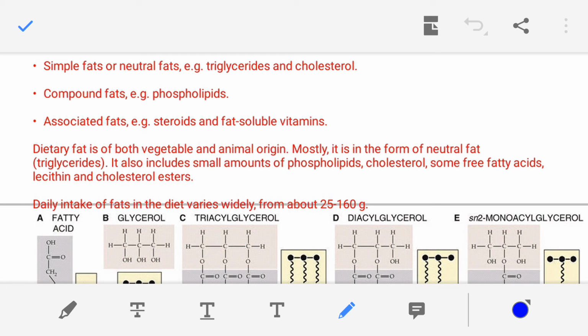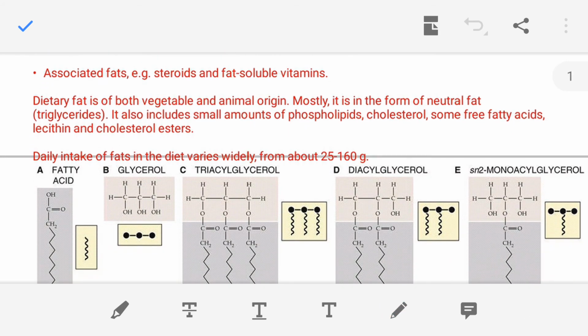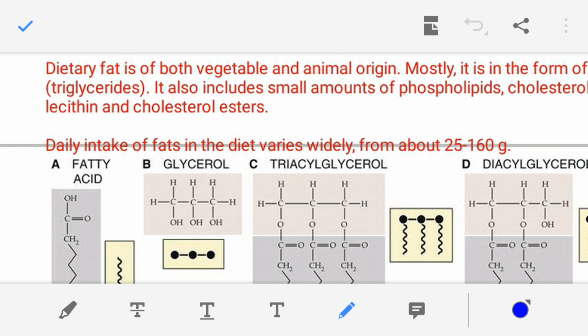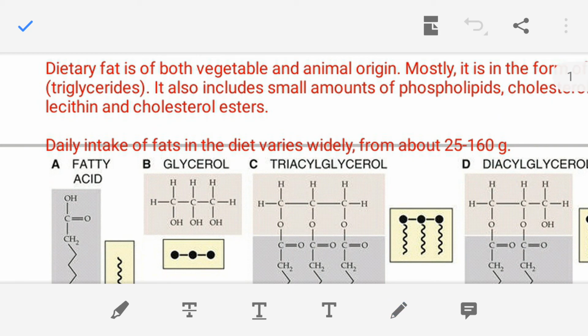Now the fat that we consume is in the form of neutral fat, that is, mostly in the form of triglyceride. Then in the dietary fat, phospholipids are present, cholesterol is present, some free fatty acids are present, lecithin and cholesterol esters are also present. Now, daily intake of fat, how much fat do we consume in a day? So 25 to 160 gram of fat we are taking daily.